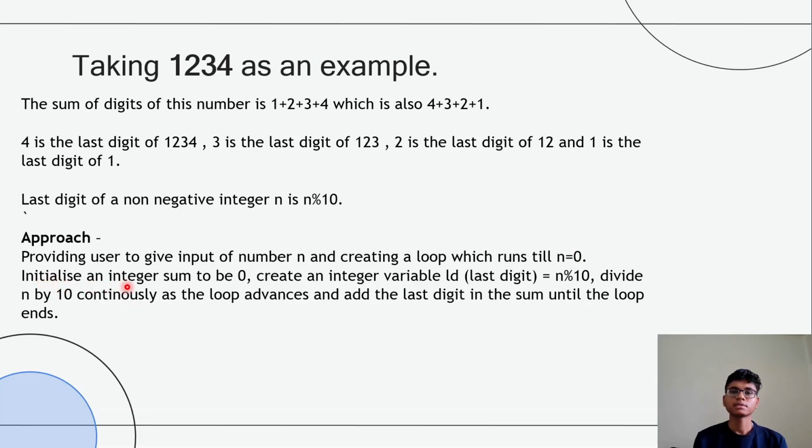And initializing an integer sum to be 0, create an integer variable ld, which is the last digit, which is n modulus 10. Divide n by 10 continuously as the loop advances and add the last digit to the sum until the loop ends. So we can see here, if we add last digits continuously, finally we will get the sum of the number. Okay, so let's look at the algorithm.